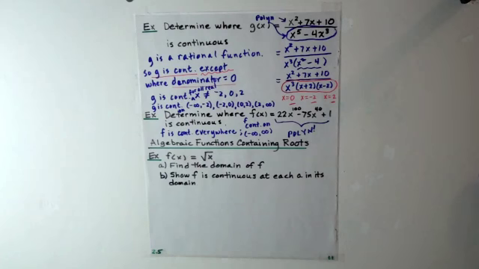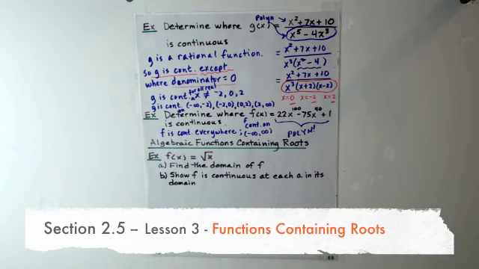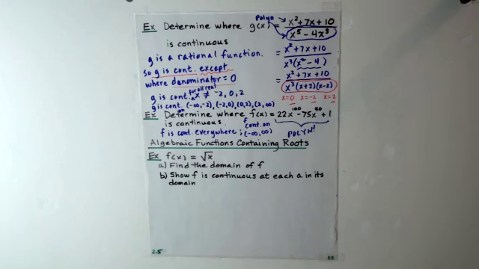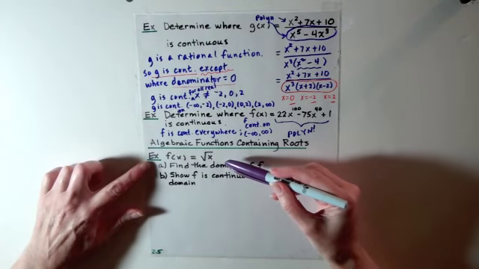Okay, so now let's look at algebraic functions that contain roots. So we're going to be looking at functions that contain square roots, cube roots, fourth roots, and so on. And what we'd like to do is figure out the continuity of those functions. So let's look at this example, f of x equals square root of x.